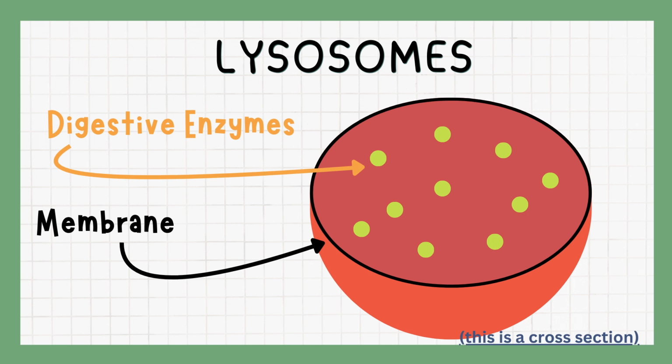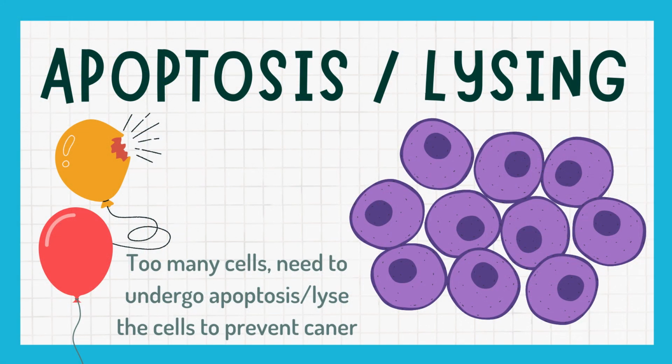Next, we have lysosomes. Lysosomes are membrane sacs which contain digestive enzymes. These enzymes allow the cell to digest material, like waste. Along with digesting materials for recycling organic matter, lysosomes can be used for apoptosis. Apoptosis is when the cell lyses itself to kill itself off. This can be useful if the cell is infected or there are too many cells in an area, so you need to cut down on the cells you don't need.